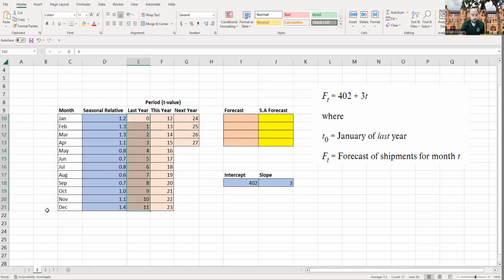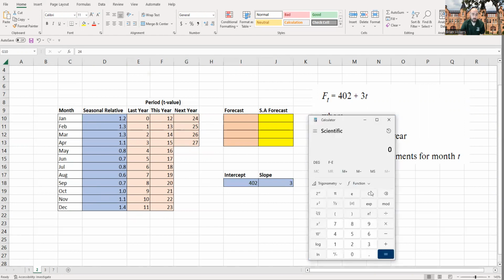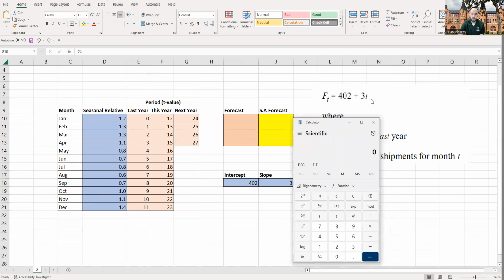Don't be confused by December being the 12th month. That can trip you up. It depends on what the period is that you start in, and then forecast. So if I'm going to forecast this out, I need to take the intercept plus slope times period number. So next January is 24. If I was doing this by hand, I would do 402 plus 3 times t.